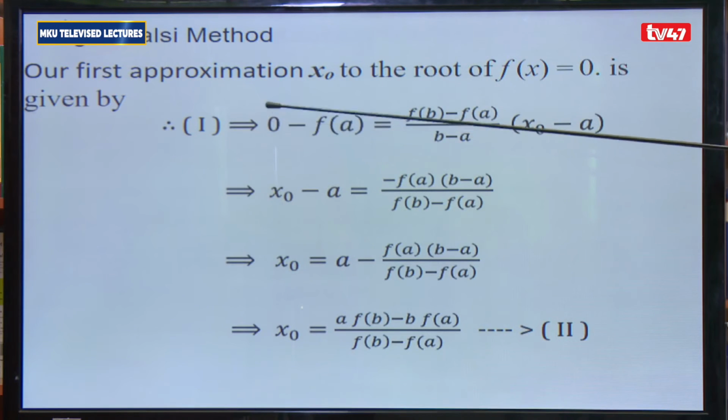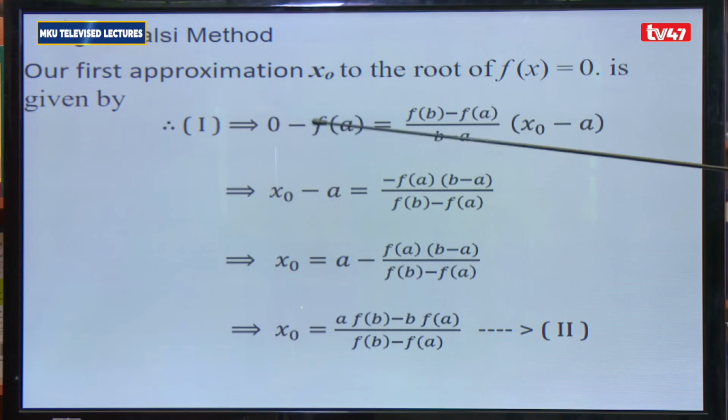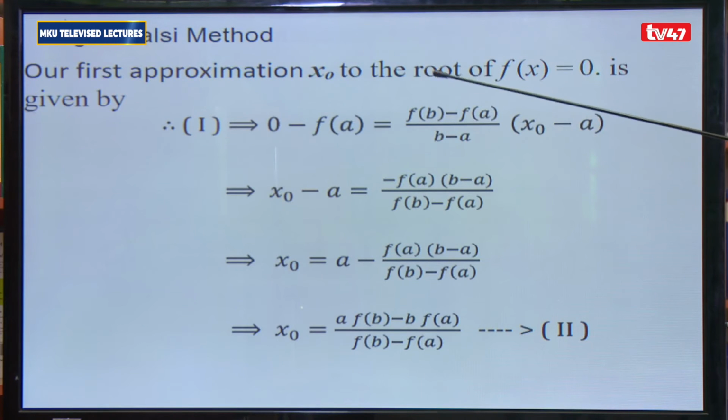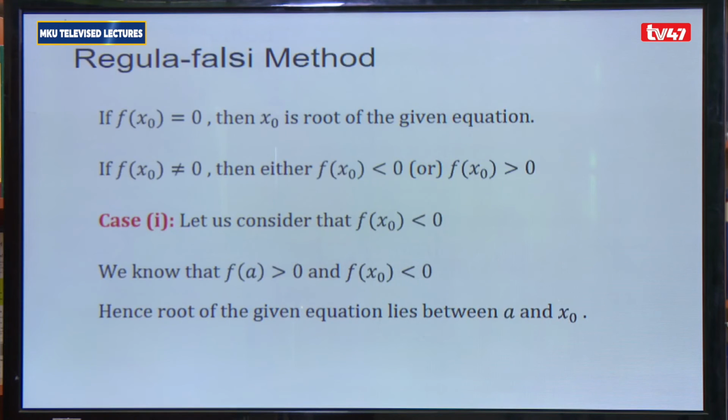So what we had at this point was y minus f(A). We set y at 0, then make x naught the subject of our expression. This will give us our first approximation to the root. Then f(x naught), the approximation that we have obtained, is either less than 0 or greater than 0. So we shall have two cases here.